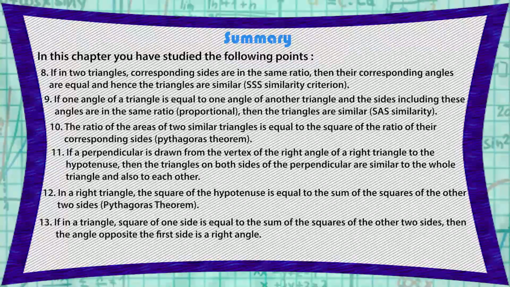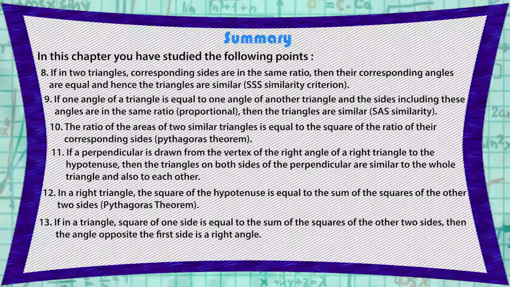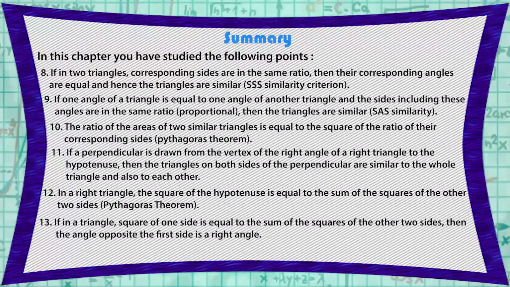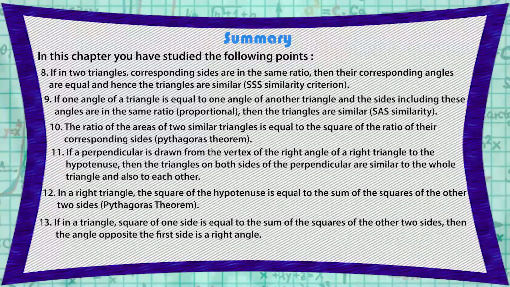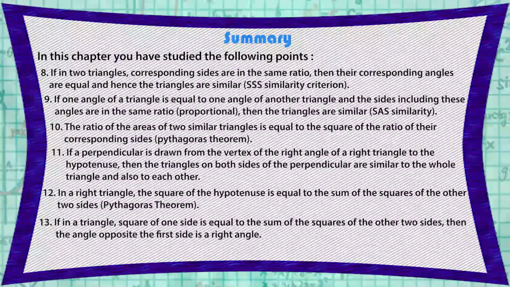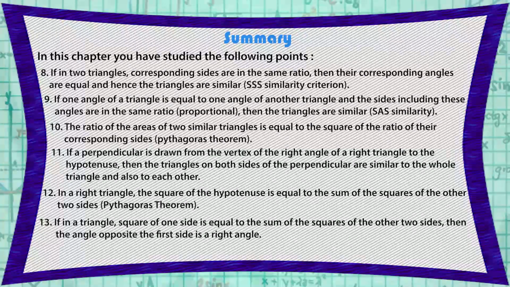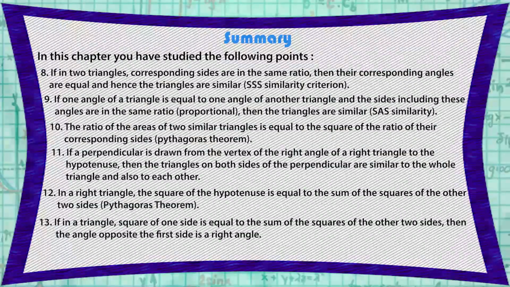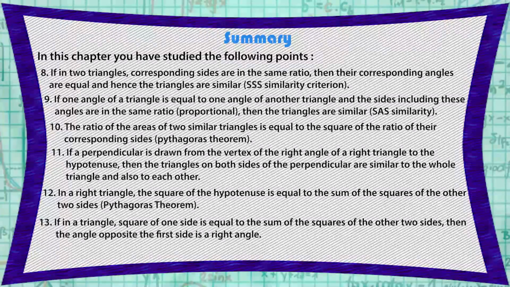If in a triangle, the square of one side is equal to the sum of the squares of the other two sides, then the angle opposite to the first side is the right angle. This is also called the converse of Pythagoras theorem.